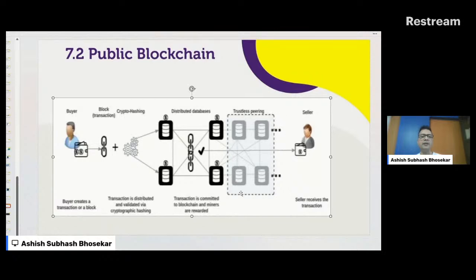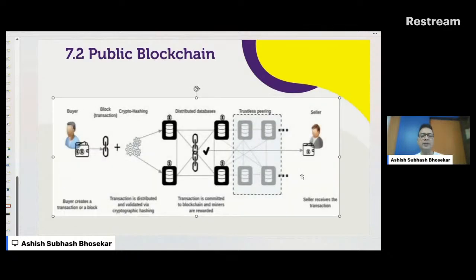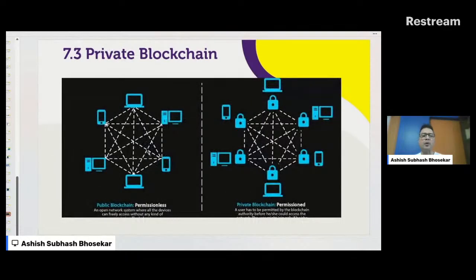It means there are a lot of people who do the validations, right? So it is open validation and then it goes to the seller. So this is how the public blockchain works. So just a quick overview. Whenever someone is buying, this is how it goes to the seller, right? So that's how the transaction happens. It's all open. And then we have the private blockchain, right?